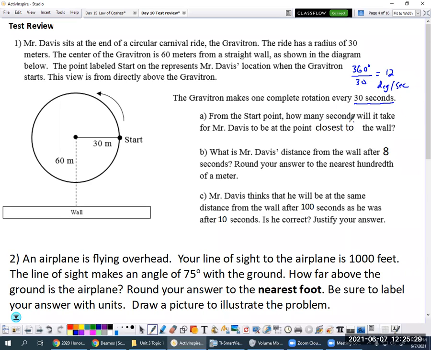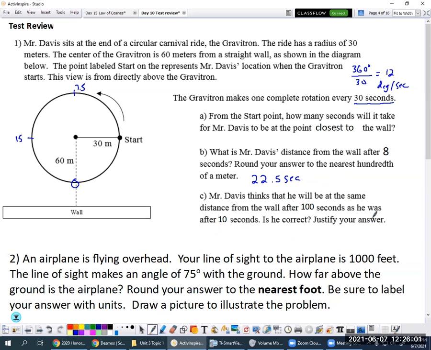From the starting point, how many seconds will it take for Mr. Davis to be at the point closest to the wall? So we are looking for the point right here. Well, let's see, if it's 30 seconds all the way around, that means here is going to be 15 seconds, which means this is 7.5 seconds. 7.5 plus 15 means that this is 22.5 seconds.